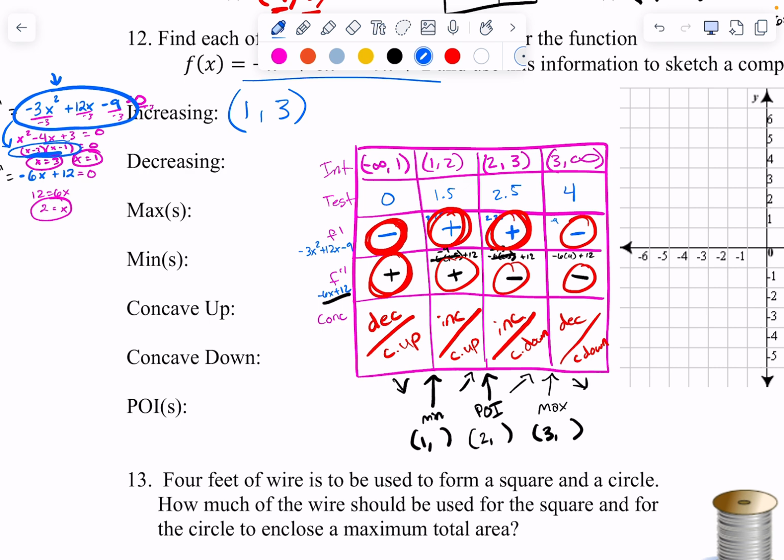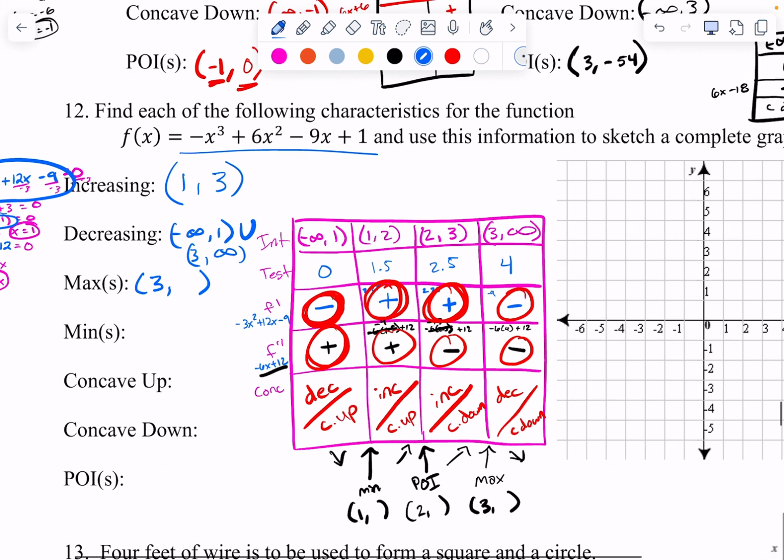Decreasing. He's decreasing from negative infinity to 1, union, 3 to infinity. Yeah, are we happy with that? Okay, max, we have him at 3 comma something. Let's go ahead and plug him in. What did you get? Negative 8.